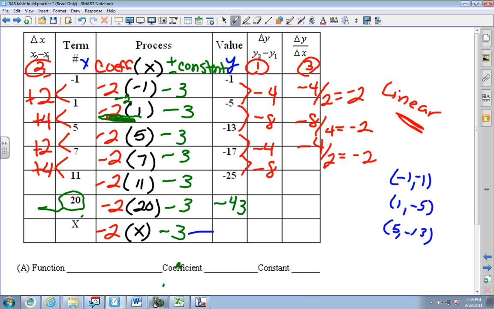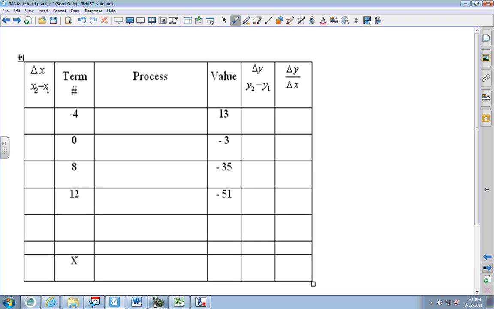This right here, remember, is called my rule. So my function, I can write it as f of x equals -2x minus 3, or y equals -2x minus 3. The coefficient is -2. The constant is -3. Try the next one. Here's the next one. Pause the video. Come back and see how you do.